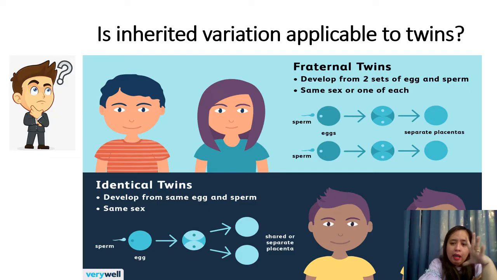Now, question in here, sabi natin, kapag inherited variation, it is a recombination of the genes of the parents. Now, which among here is inherited variation applicable to twins? No, kasi sabi nila, one of the great things kapag nagkaroon ka ng sakit and you need to have organ transfer or you need to have an organ donor, you can get that from your twin brother or twin sister. But the question is, is there inherited variation among twins?